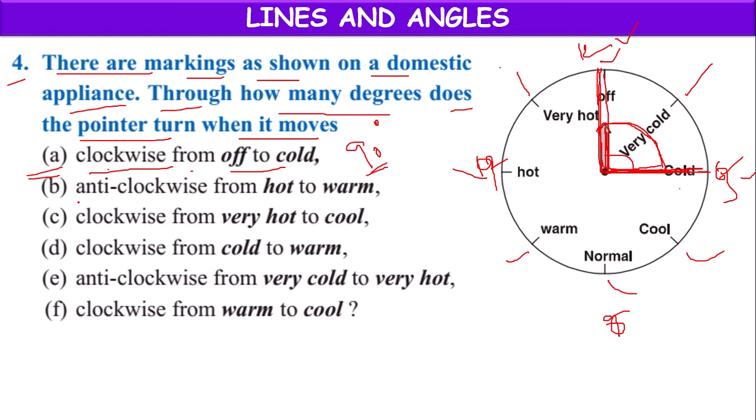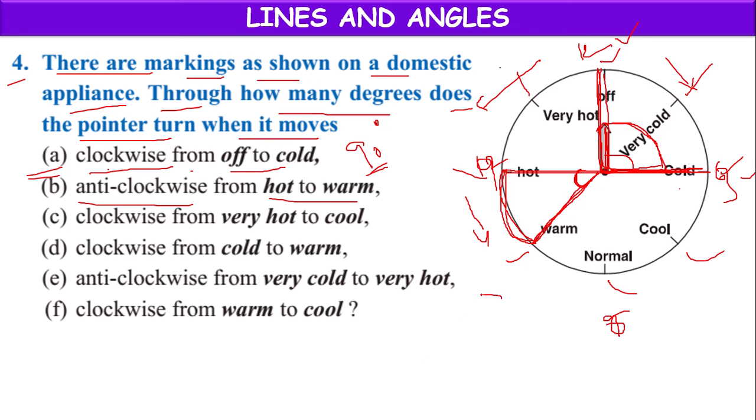Next, anti-clockwise. Clockwise means moving from 12 to 3. If it moves in the opposite direction, it is called anti-clockwise. So anti-clockwise from hot to warm. Anti-clockwise means in this direction, from hot to warm. So this is the arc length covered in this rotation. Now the question is, what is the angle?